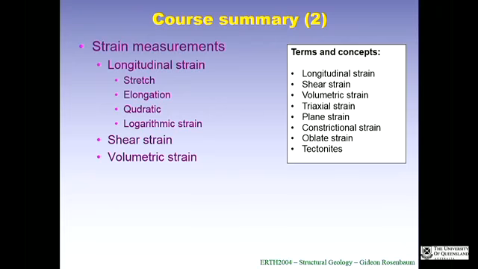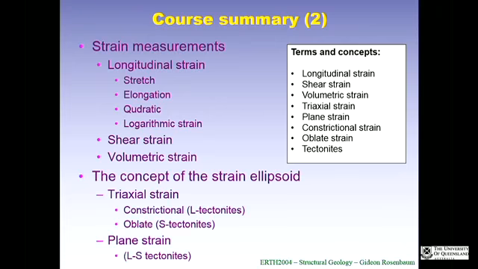And shear strain, volumetric strain. And in terms of the strain ellipse, we saw that the 3-axial strain can give us either constrictional strain or oblate strain. So in terms of tectonites, so rocks that show that their grains actually internally represent a strain, are either elongated, forming L tectonites, so sausage-like structures, or hamburger style flattening, so dominated by foliation, dominated by stretching lineation. And in plane strain, we'll have something in between.